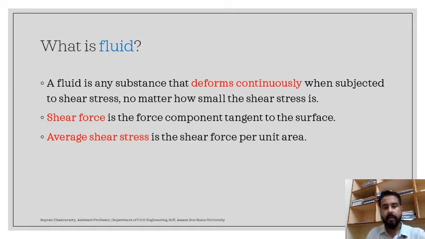Suppose I have a phone in my hand. If I try to bend it, it will deform and it will break. It will not deform continuously. It will deform up to some extent and it will break. But a fluid is something that deforms continuously, of course, if the shear stress is present. However small the magnitude of the stress might be, that is not the concern. But if there is stress, there will be deformation. So we all know what shear stress and shear force are, so I'll not go into that.